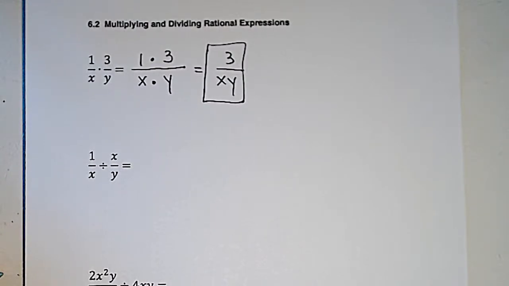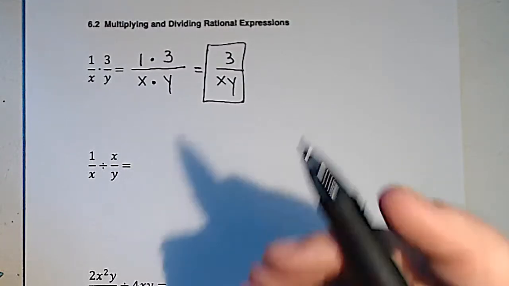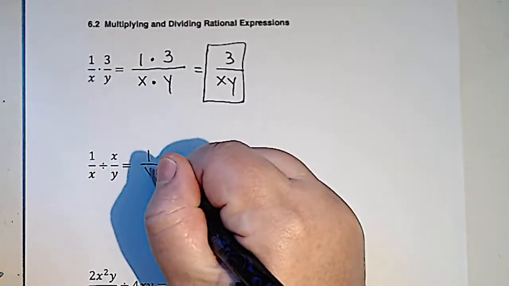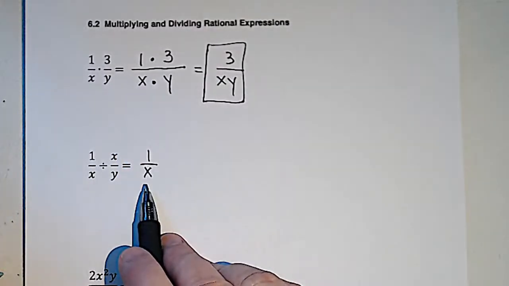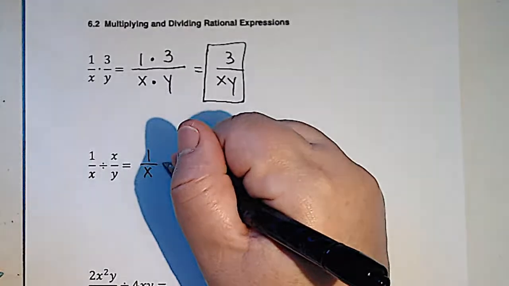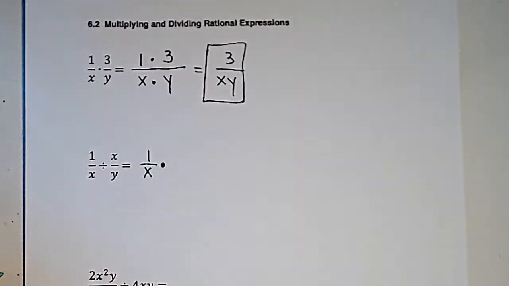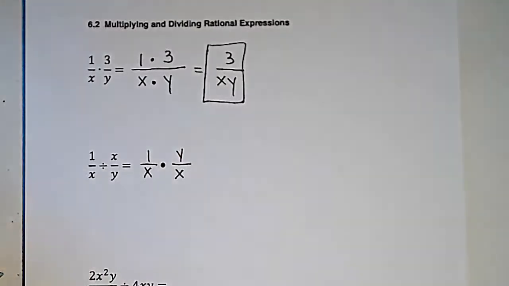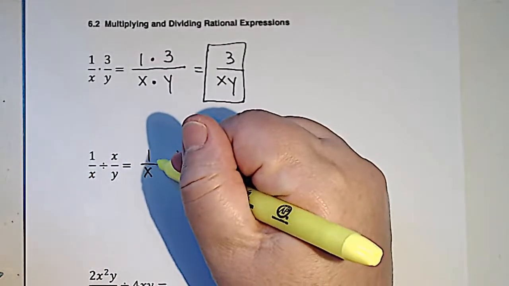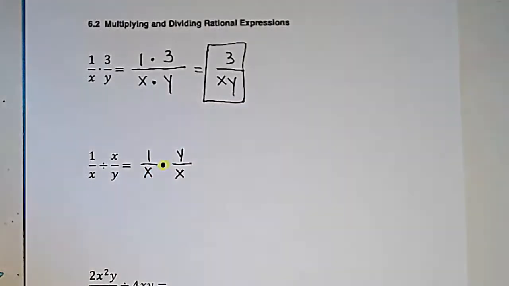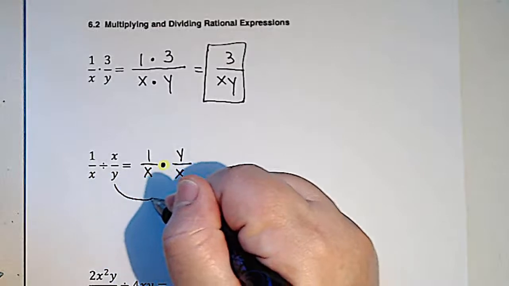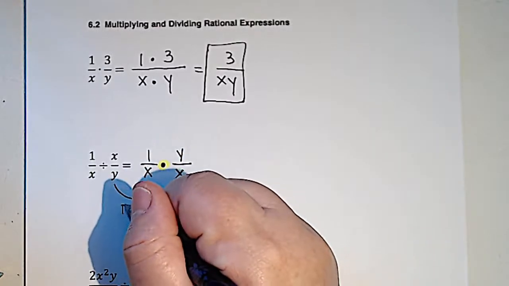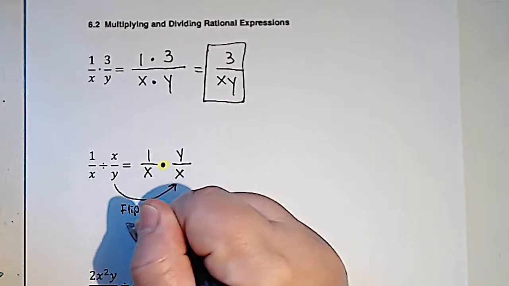So what we're going to do to avoid that terrible outcome is leave the first one exactly as it is, but the second fraction, the second rational expression, flips upside down. Isn't that cool? Notice we switch it to a multiplication. So you change it to multiplication, and the second fraction flips upside down.